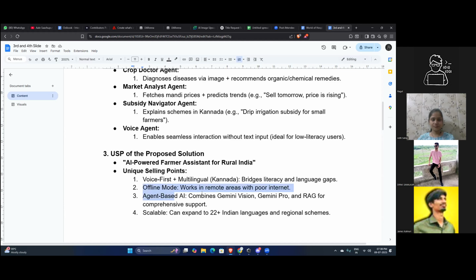And the next thing is it will work in offline mode. Third thing is that this is an agent-based AI that combines Gemini Pro and RAG.